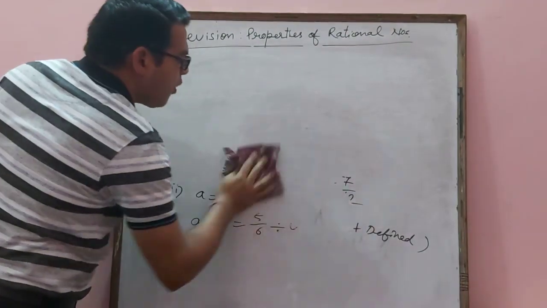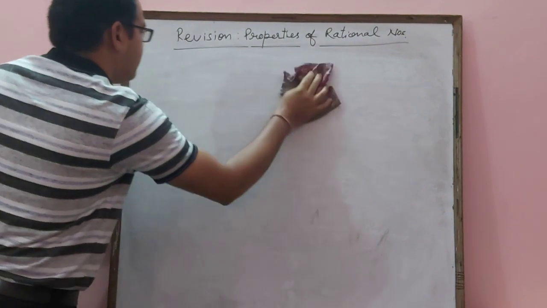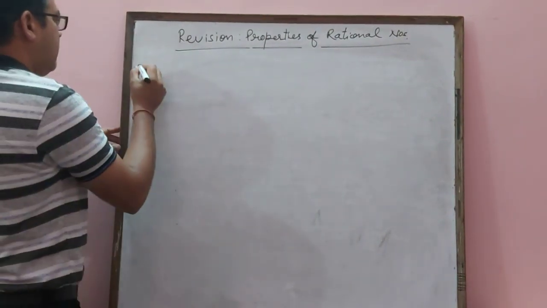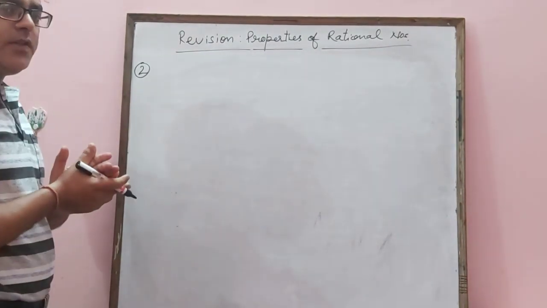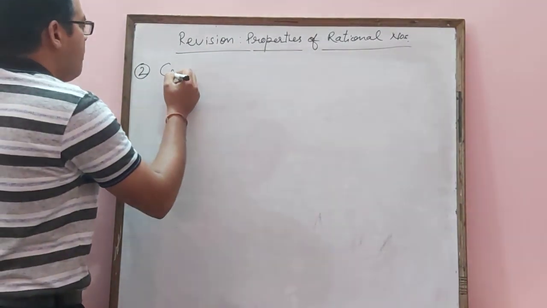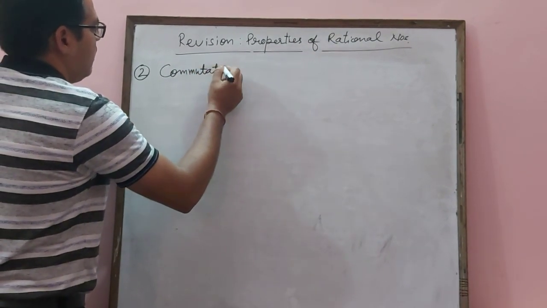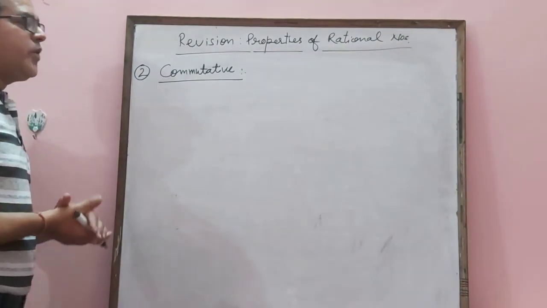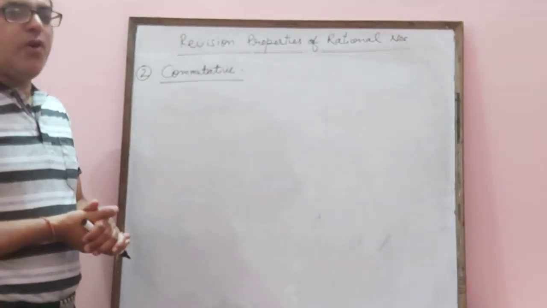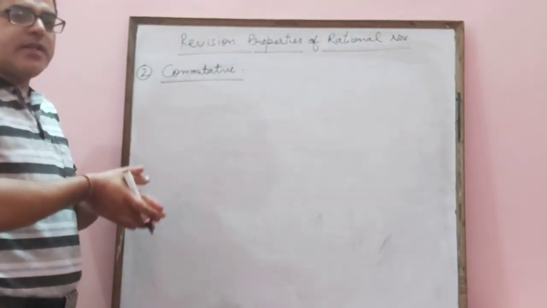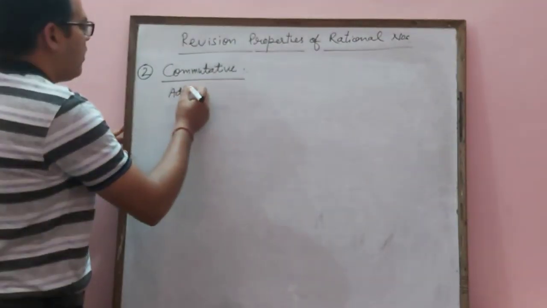Now, the second property we will discuss here. Can you tell me what the second property is? Just recall it, guys. It is the commutative property. Now we will check this commutative property for addition, subtraction, multiplication and division also. So first we will check for addition.